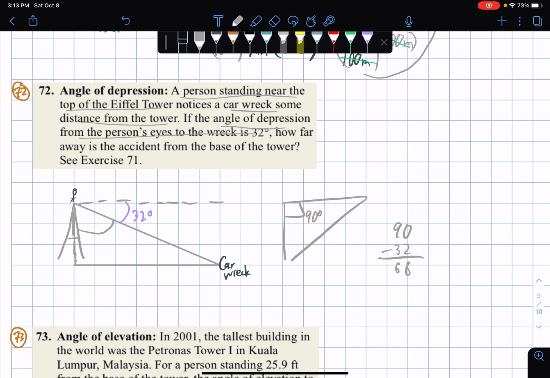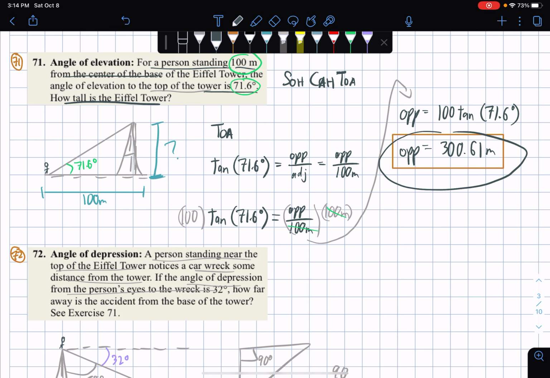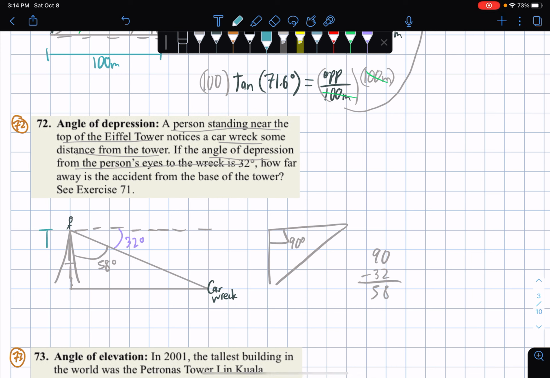68, if I'm not mistaken. I'm sorry, this is 58. So yeah, based on number 71, the height of the Eiffel Tower is 300.61 meters. So we obviously know that value already.